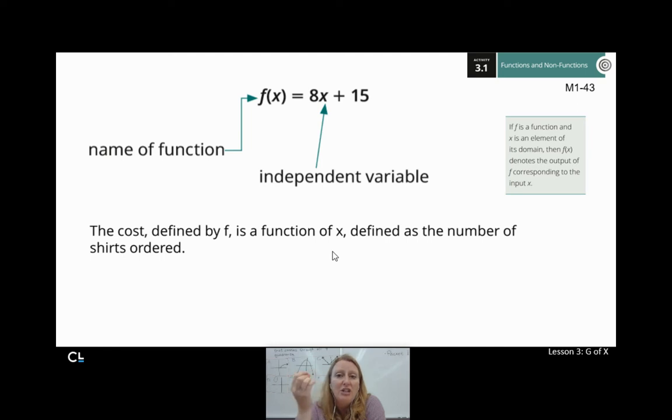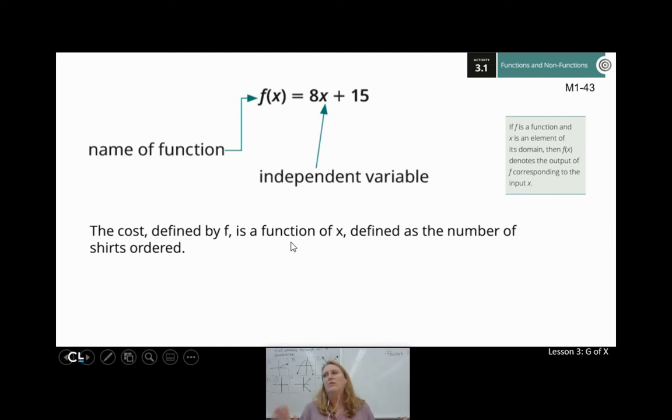If f is a function and x is an element in its domain, then f of x just denotes the output of f corresponding to the input. So all this means is what we keep saying, f depends on x, our independent variable. So the cost defined by f is a function of x, defined as the number of shirts ordered.